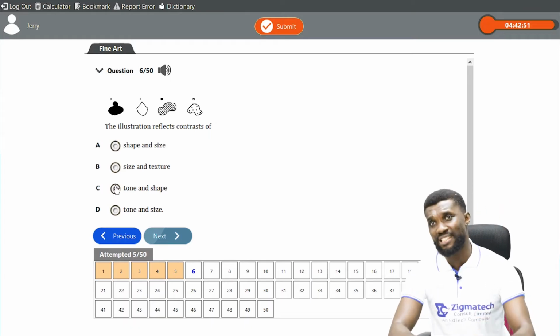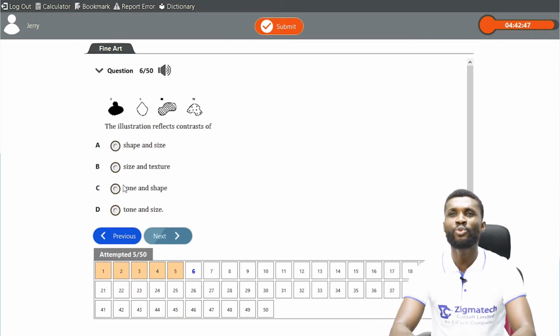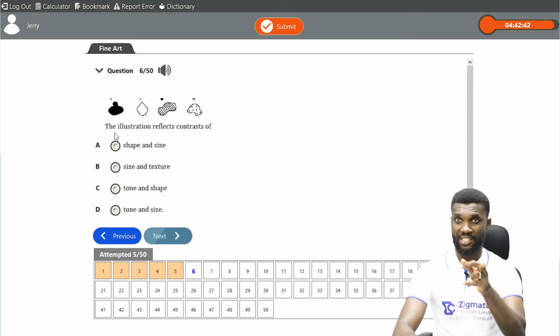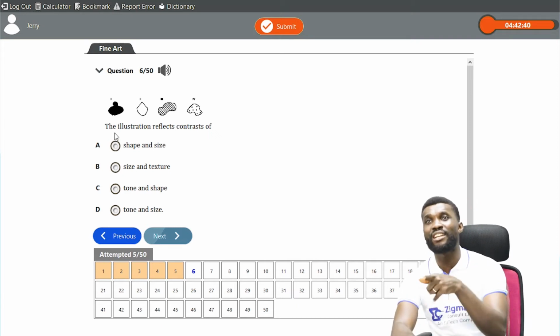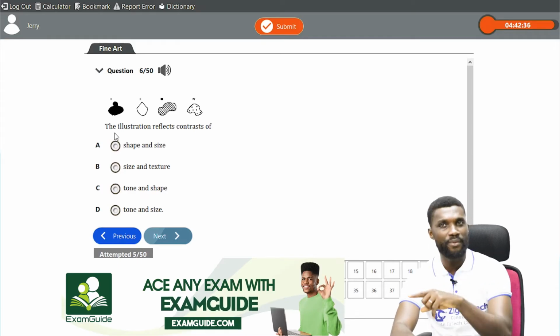Now let's look at option C. Tones and shape. You see the tones. Now go back to the question and see what the question says. It says the illustration reflects contrasts of what? Tones and shape.